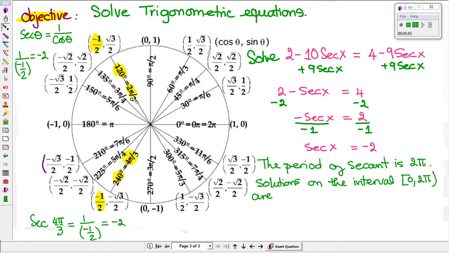Now I'm going to go ahead and write the answers in radians. It will be the same as 2 pi over 3 radians or 4 pi over 3 radians. So I'm going to write down my answers. The solutions on the interval from 0 to 2 pi are 2 pi over 3 and 4 pi over 3.